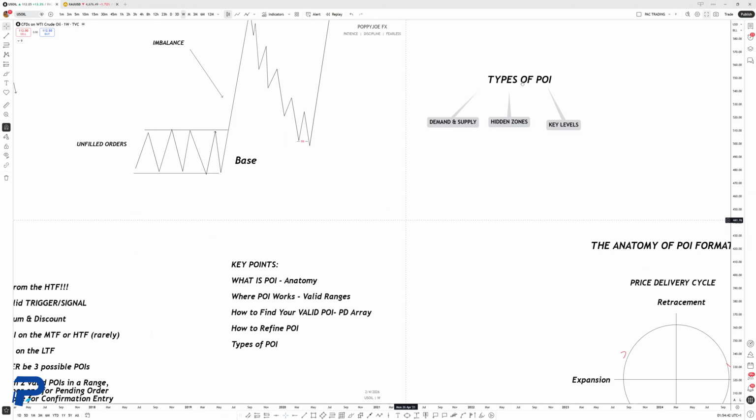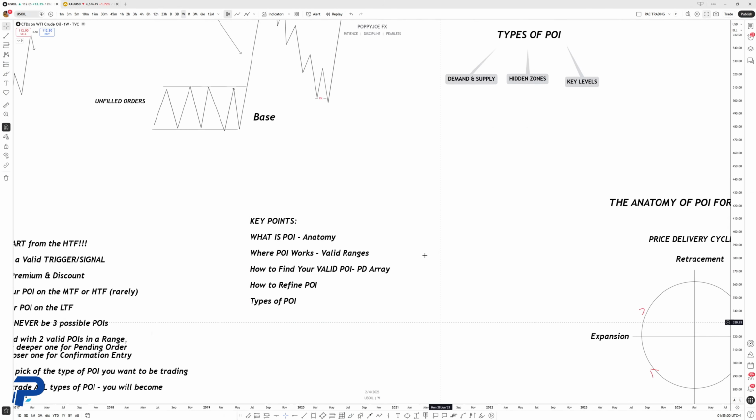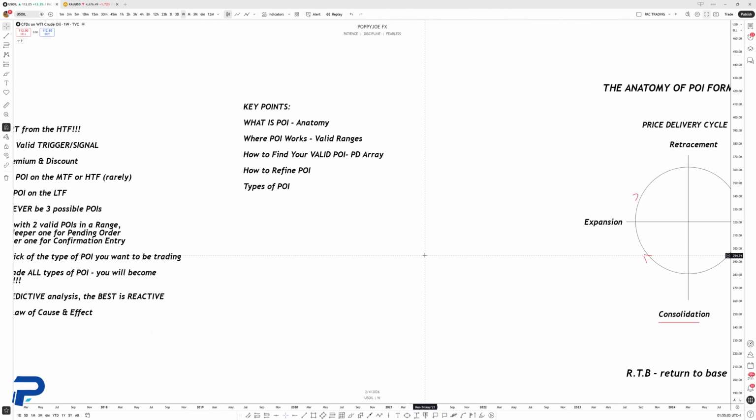All of these types of POI reveal examples or ways you can spot your POIs on the chart. The first one here, okay, we're talking about where we can find valid POIs. So the POI works in a range. Now, this is very important, because if you get this one wrong, you can see what I did earlier, directional bias to order flow.